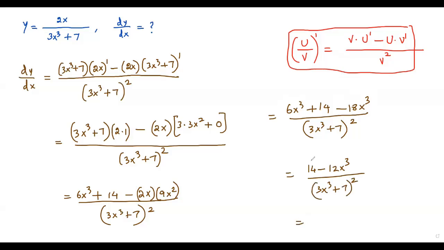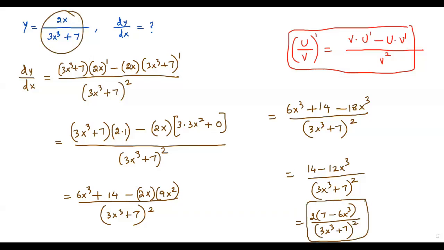Both 14 and 12 are multiples of 2, so I can factor 2 out in the numerator. If I factor 2 out, I'll have 7 left in the first term, and I'll have minus 6x cubed, over 3x cubed plus 7 the whole squared. So this is the derivative of the given function with respect to x.